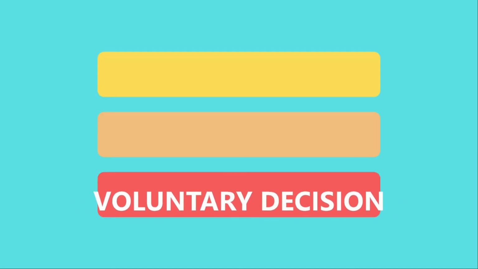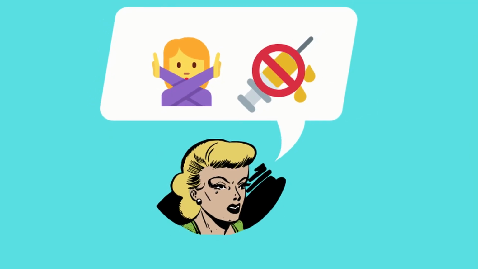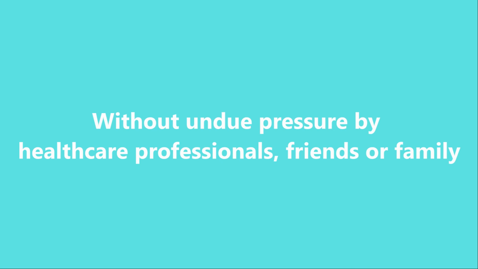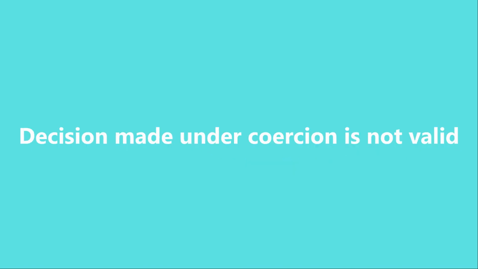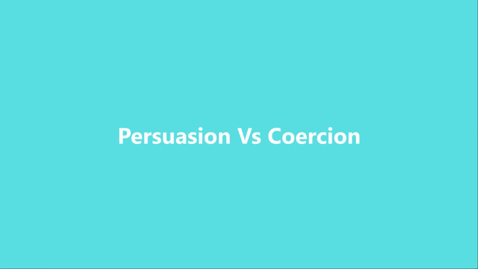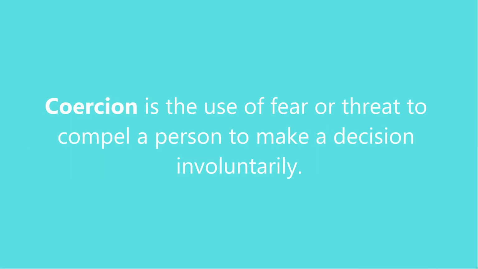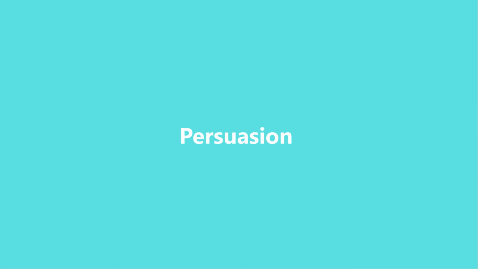The third point is voluntary decision. Decision to consent or decline treatment must be made voluntarily without undue pressure by healthcare professionals, friends, or family. In other words, if a decision is made under coercion, it is not valid. It is worth highlighting the difference between persuasion and coercion. Persuasion is the act of changing a person's attitude or behavior by reasoning. Coercion is a use of fear or threat to compel a person to make a decision involuntarily. Persuasion can be used as long as a patient is not being coerced to make a decision.